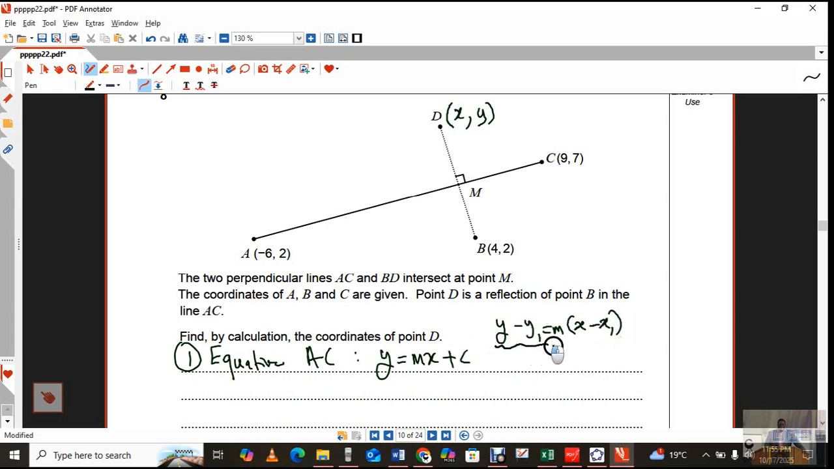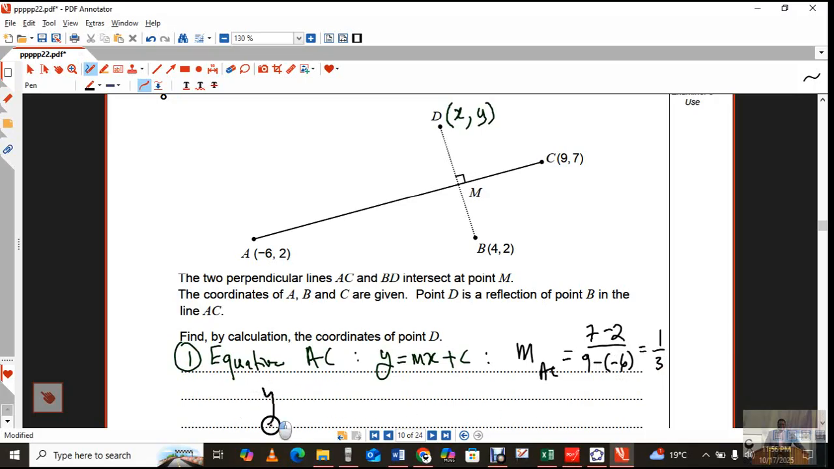I'm going to use this one because I need to be able to see where the two lines are intersecting. So the first important thing is for me to calculate the gradient. The gradient of AC: take the two y values and subtract them from each other. So I'll be saying 7 minus 2 over 9 minus negative 6. If you calculate this, that's 5 over 15, which is actually a third.